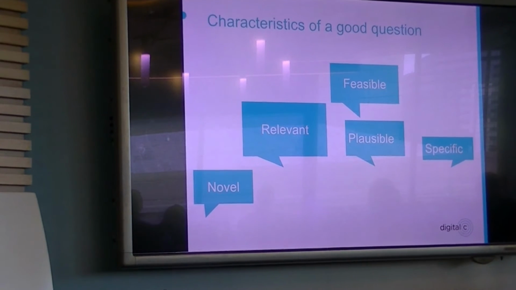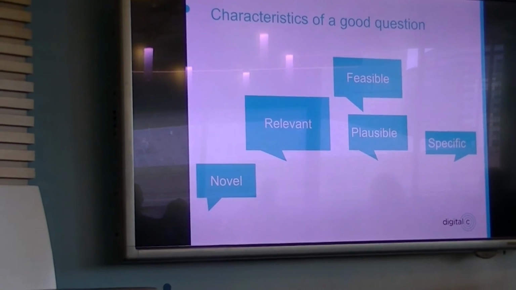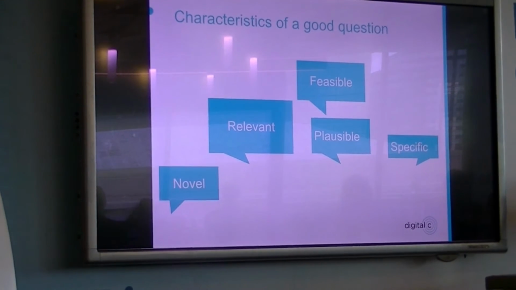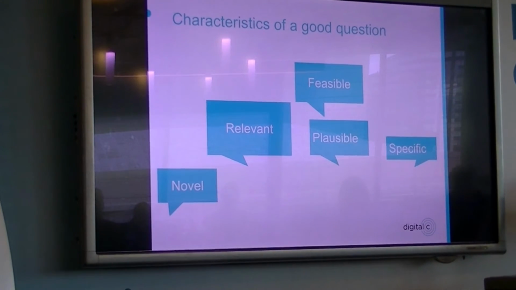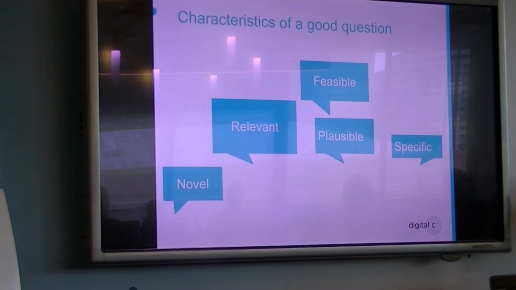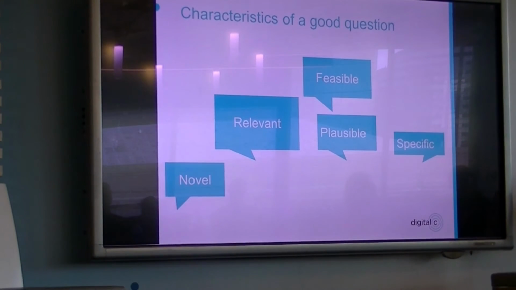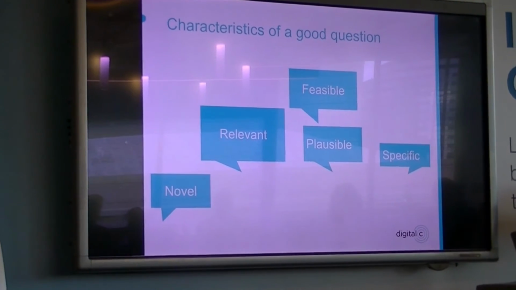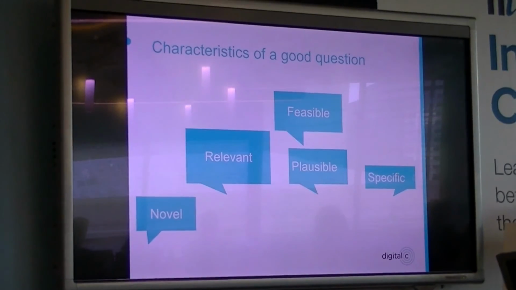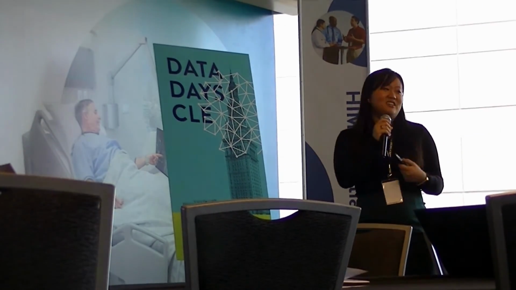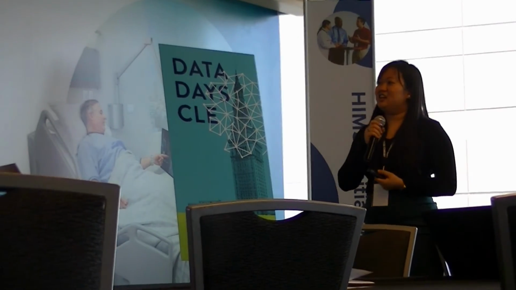So characteristics of a good question: novel, relevant, plausible, feasible, specific. I think it's so easy to say, yeah, checkbox, all of these things, but then people come up with questions that don't hit these points, and they don't realize that they don't hit these points, and it's just more common than you would think. If anyone here works in data analysis, and you're asked to answer some questions for other people, you would know, yeah, this is a familiar scene.